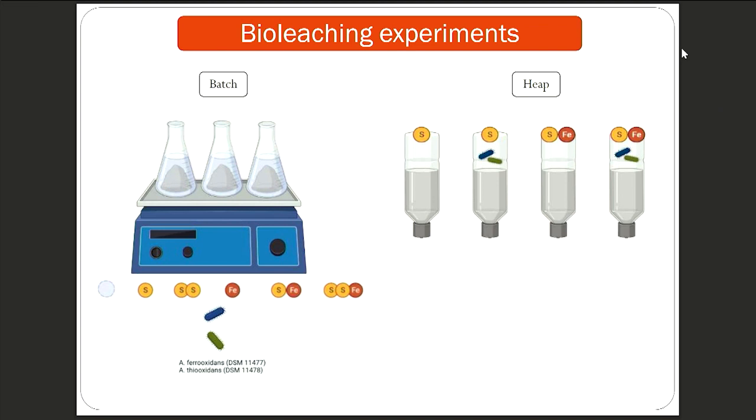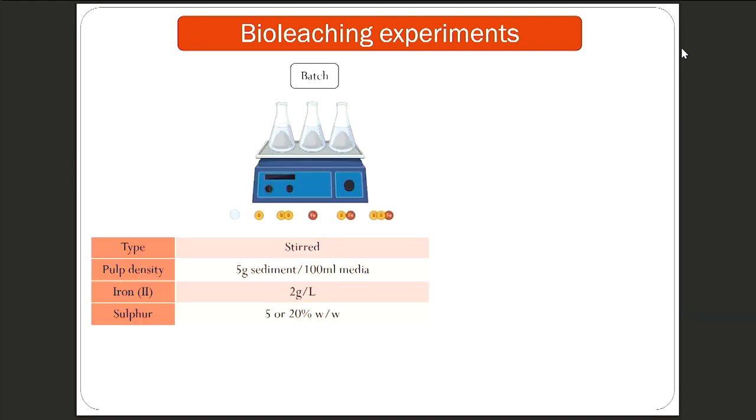First, we made them in a batch condition, and with the obtained results, we developed heaps. In this case, we used shaken flasks with 5 grams of sediment and 100 milliliters of culture media. And we used 2 grams of iron per liter in a soluble form and 5 or 20% of sulfur. And we tested several combinations of additions of these external electron sources.